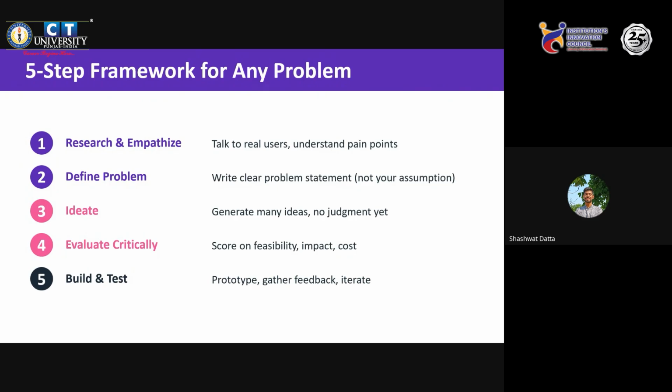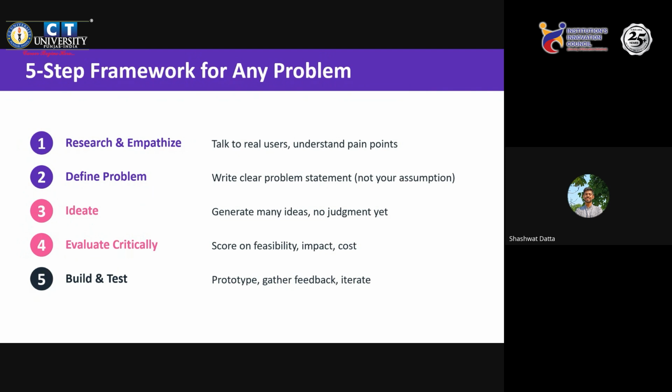Step three is ideate. You generate a lot of ideas with no criticism. Let the ideas flow. Personally, there's a book that I've read called Zero to One. That book will help you in creating a lot of ideas.